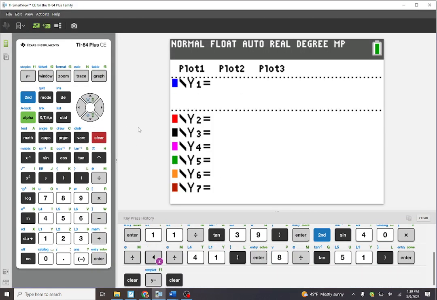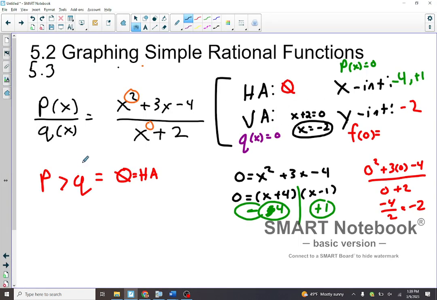What's in 5.2? 5.2 is one. I'll show you that when we get there. But they're kind of related, so that's why I'm going to put them together. So we just did 5.3 kind of. This would be a 5.3 thing.